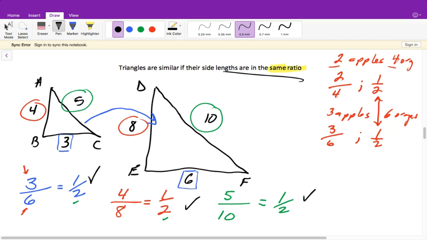And we could have done the same thing in reverse. We could have gone from the larger triangle to the smaller one. We could have done 6/3, which is equal to 2/1.